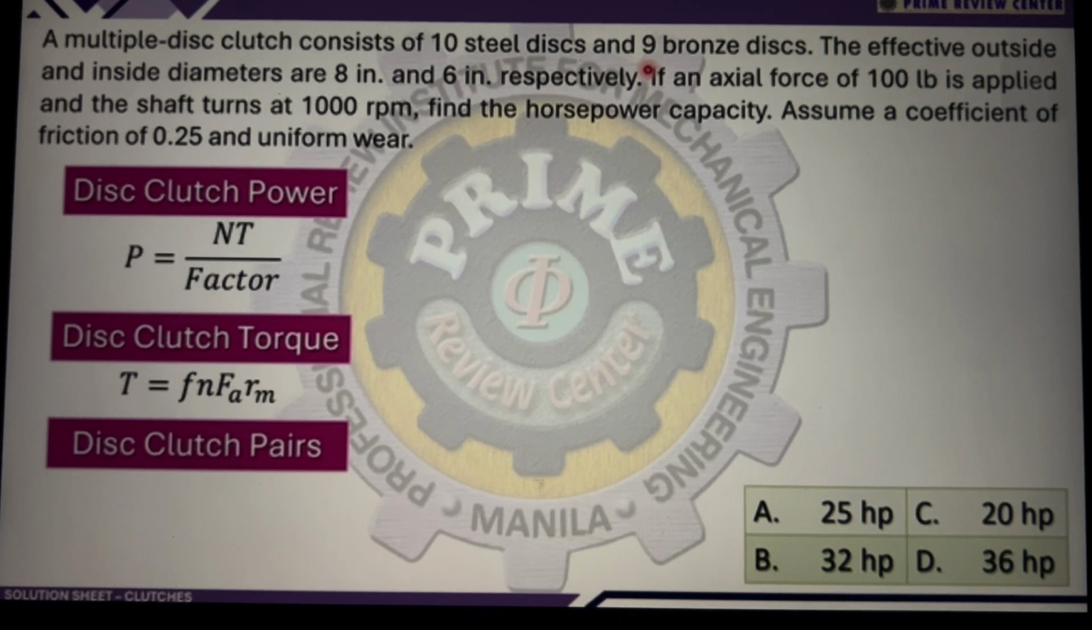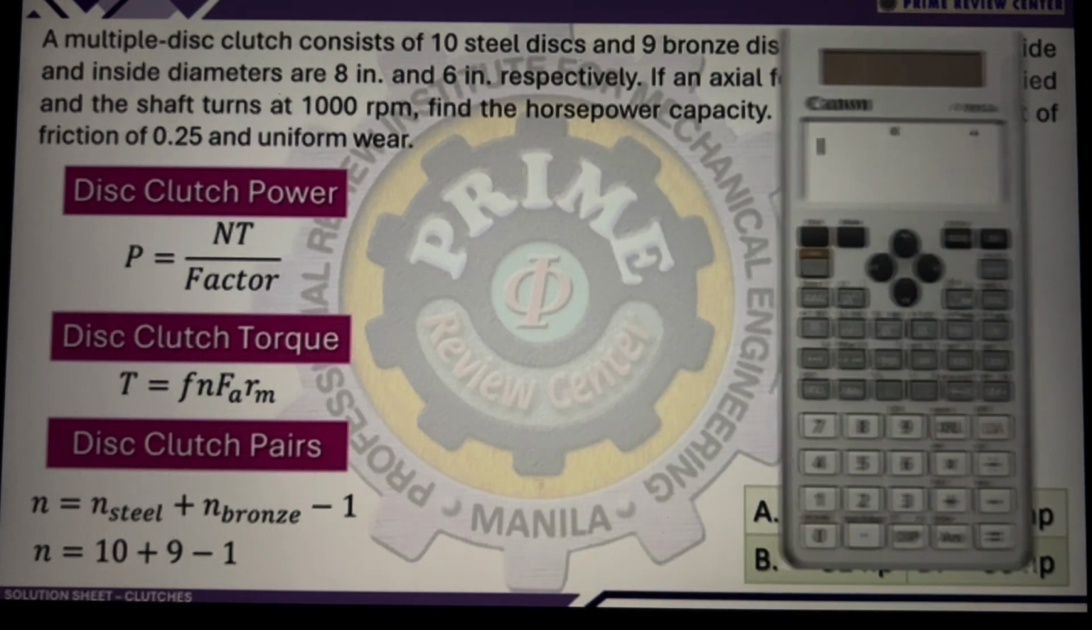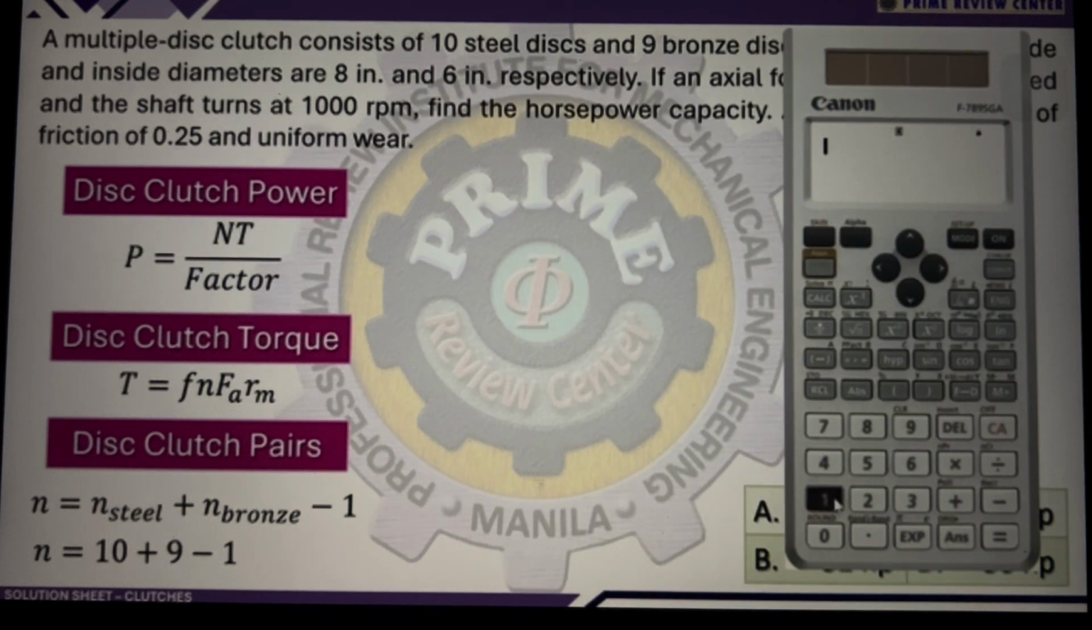Pag hindi, ma-minus mo ng 1. So, 10 plus 9 is 19. At sa odd number, kailangan mo yung minus 1. Hindi laging fix yung formula na minus 1 yan, pero dapat even siya. In any case, we simply needed to evaluate that. So that is 10 plus 9 minus 1. So, nakita na natin, makuha natin yung value. That is 18. So, meron ka ng number of pairs.